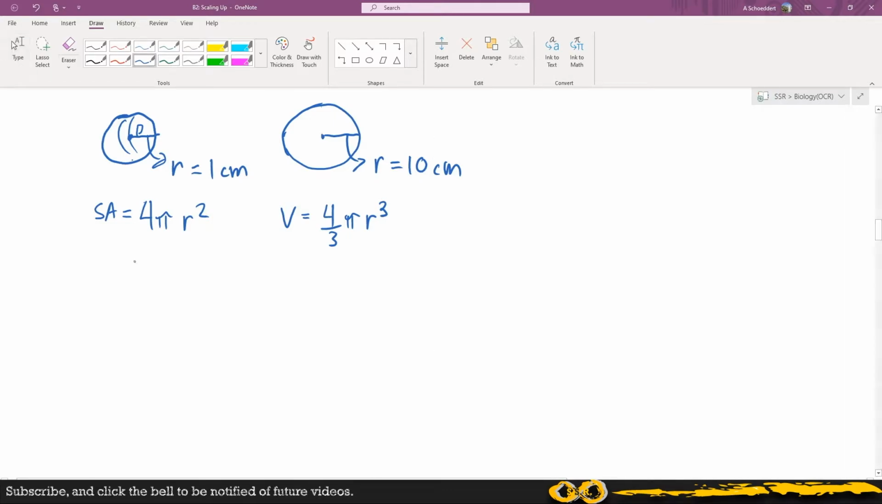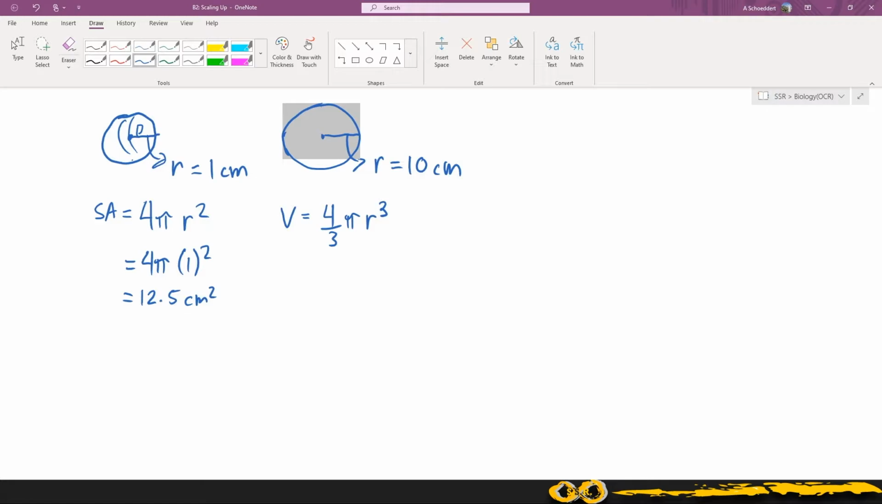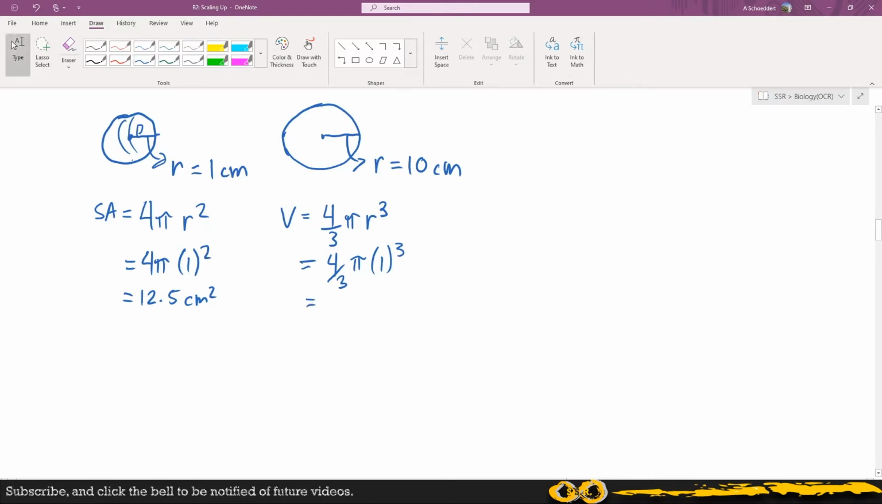If we're doing this calculation here, we're doing 4 pi and then the radius was 1 centimeter squared, and that's going to give us a surface area of 12.5 centimeters squared. And if we do that with the volume, so we have 4 over 3 times pi multiplied by 1 cubed, and that will give us a volume of 4.18 centimeters cubed. These are the surface area and volume for the first sphere, and that gives us a ratio, if we simplify, of approximately 3 to 1.